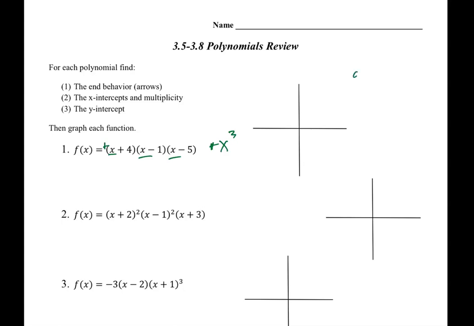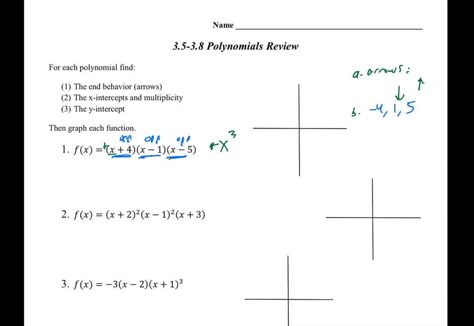So there's going to be a line, it'll say A, what are the arrows look like? So the arrows are going to go, just write it like that. And then there's going to be a line that says B, what are the X-intercepts? Okay, guys, the X-intercepts are the opposite of each of these. So it's going to be -4, +1, +5. Okay, so don't forget to do the opposite when you're writing your intercepts.